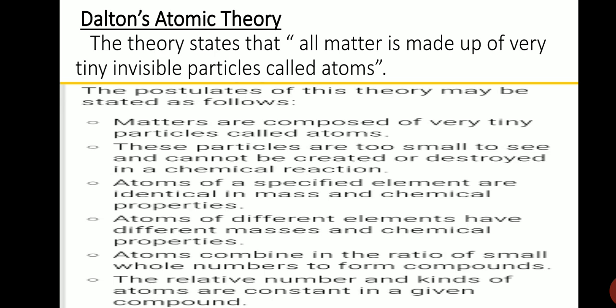The next postulate is the relative number and kinds of atoms are constant in a given compound. That means the number and the kind of atoms in a given compound is fixed. So these are the postulates.